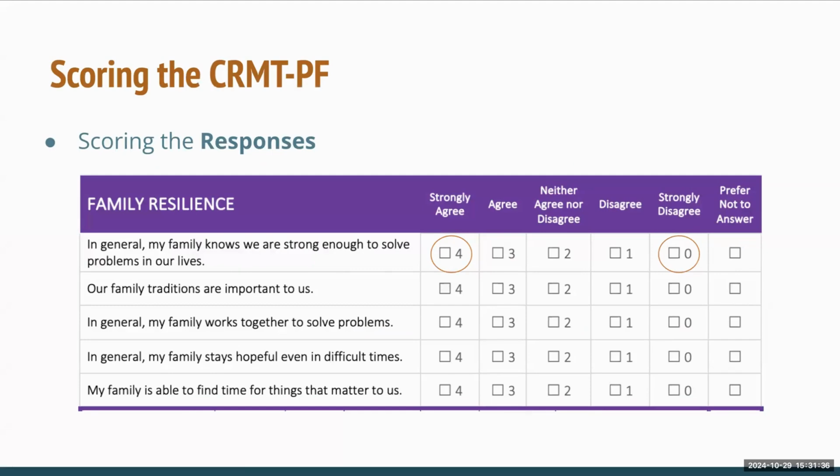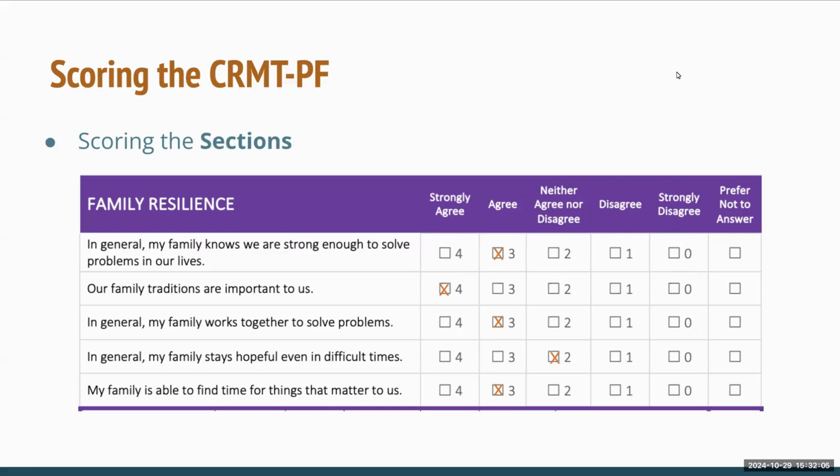The CRMT is scored in sections. For example, these are the questions that make up the family resilience section of the tool. All of the protective factor questions on the CRMT are on a scale of 0 to 4. For most questions, 4 is the score for strongly agree, and 0 is the score for strongly disagree. So a higher score means a higher level of that protective factor.